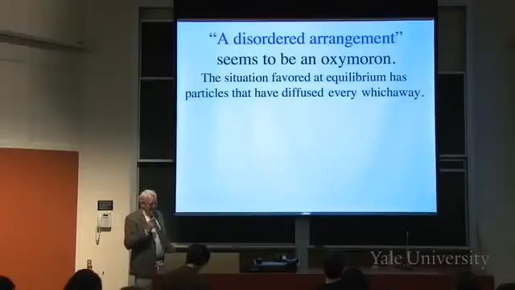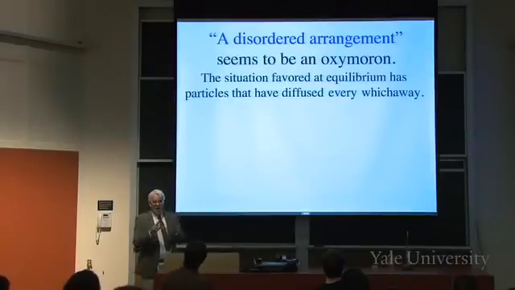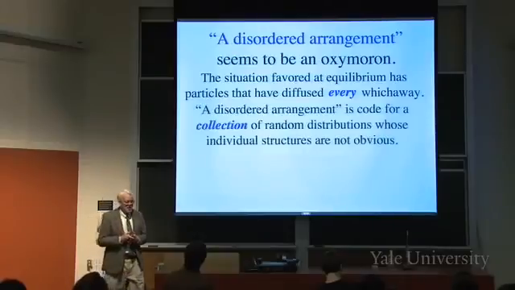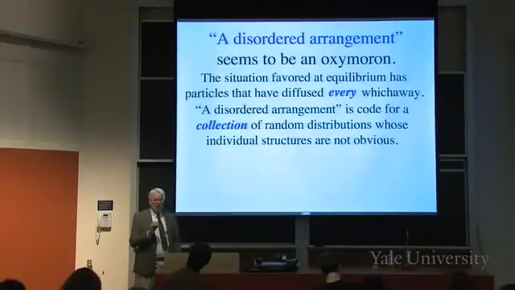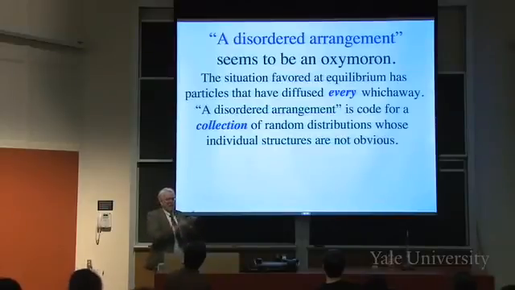Okay? The situation favored at equilibrium by entropy is one where particles have diffused every which way, not into a coiled up piece of paper like the yellow thing, or not into a dinosaur. Every which way, the key word is every. That's what's statistical about it. A disordered arrangement is a code word for a collection of random distributions whose individual structures are not obvious. So if a thing looks like a regular lattice like that, I say, aha, that's a regular lattice. But if it looks like this, I don't say it's exactly that.